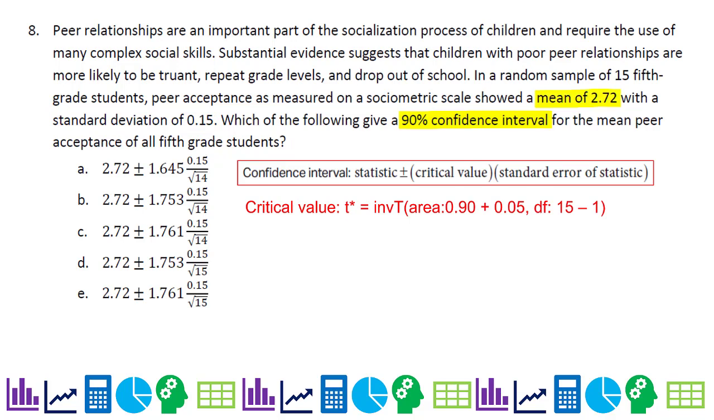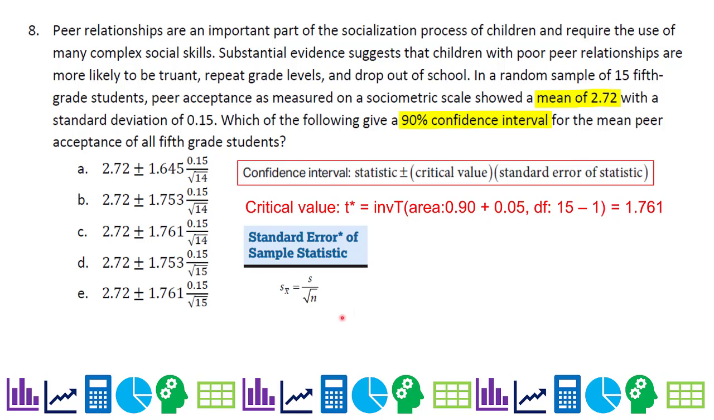So now that we have 1.761 right there, we're going to go ahead and also look at the mean. If you look at the mean, it says it's 2.72, which is the same for all of these. So the mean's not really going to help us eliminate any choices, but we can eliminate 3 of the choices because only 2 of these have the same critical value. So now we only have to look at the standard error, the sample statistic.